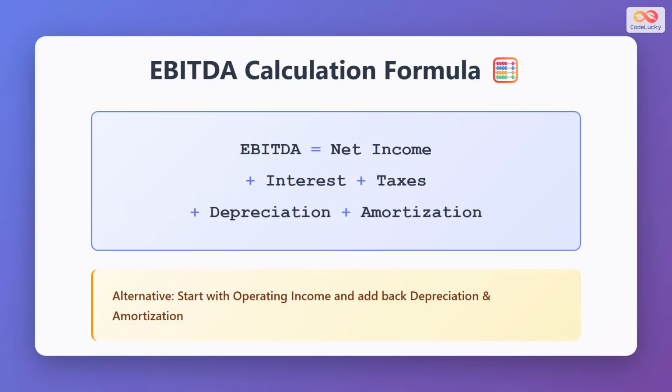The standard formula for calculating EBITDA is straightforward. Start with net income, then add back interest expenses, add back taxes, add back depreciation, and add back amortization. This gives you EBITDA. Alternatively, some analysts prefer to start with operating income, which already excludes interest and taxes, and then simply add back depreciation and amortization. Both methods will give you the same result. The key is that you're reversing out these non-operating items to isolate the earnings from core business operations.